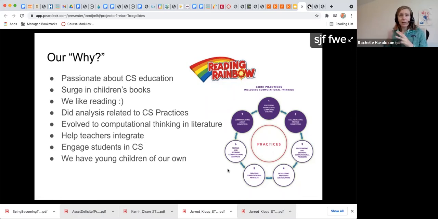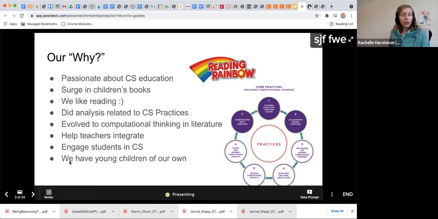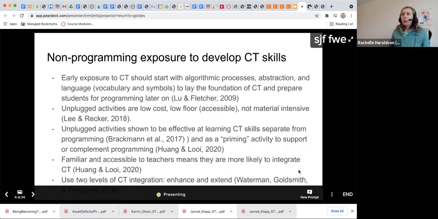Elementary teachers, who we'll talk about in a little bit in particular, are always being asked to have more put into their classroom, and they don't necessarily have time for a special segment just for computer science. So finding ways to integrate computational thinking and CS practices is really the ideal. And then my grad student and I also have young children of our own, so we just had this real personal interest. So that's our why.